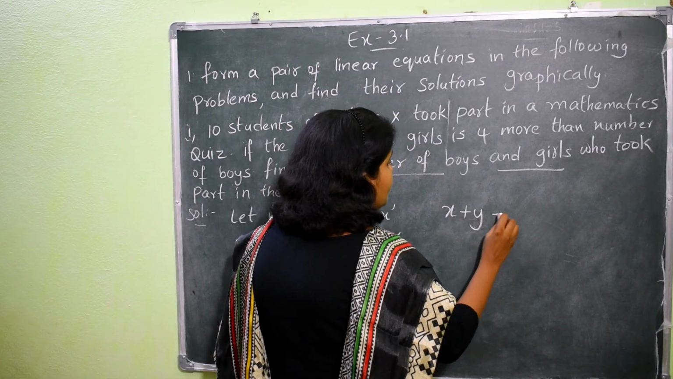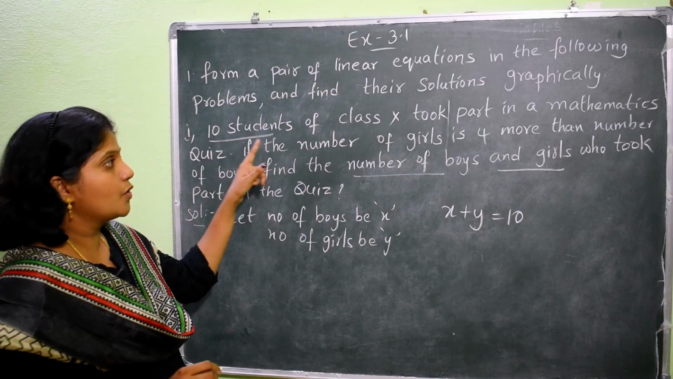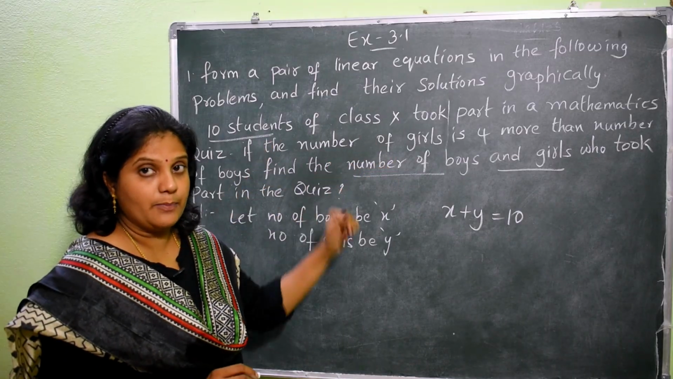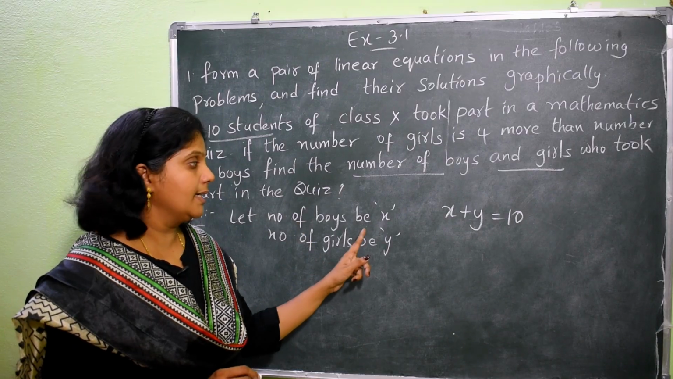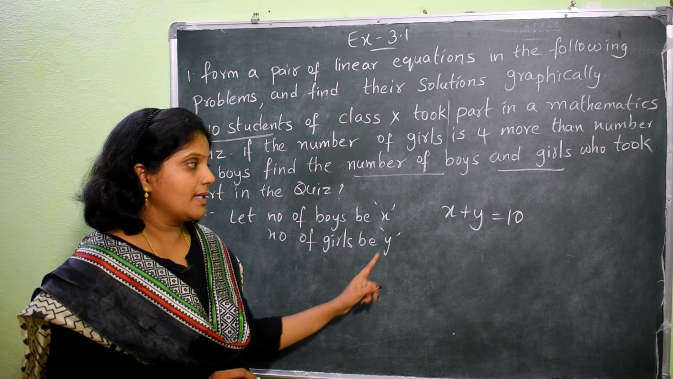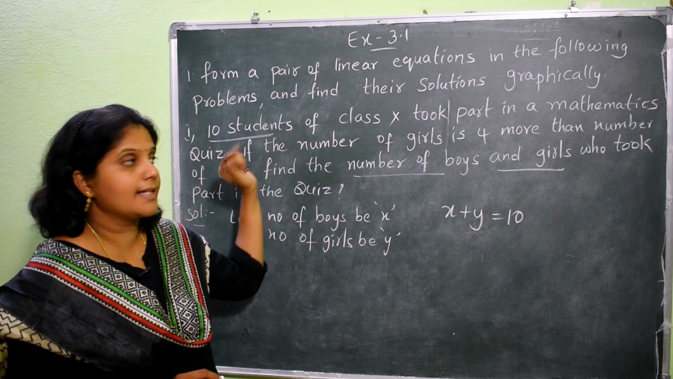So from the first statement, what have we understood? In the school, 10 students of class 10 participated in the quiz. 10 students means the 10 students include girls and boys. So x plus y is equal to 10. That is the first equation we got from the first sentence.